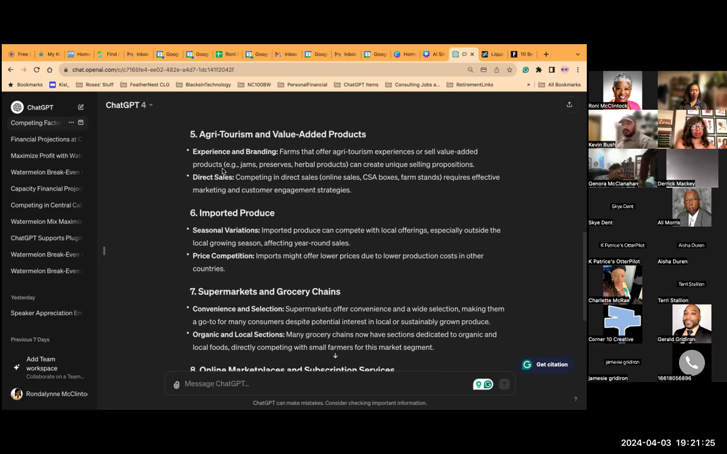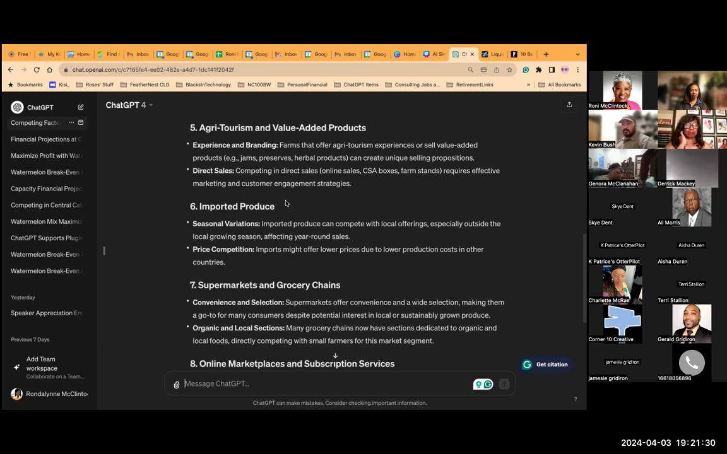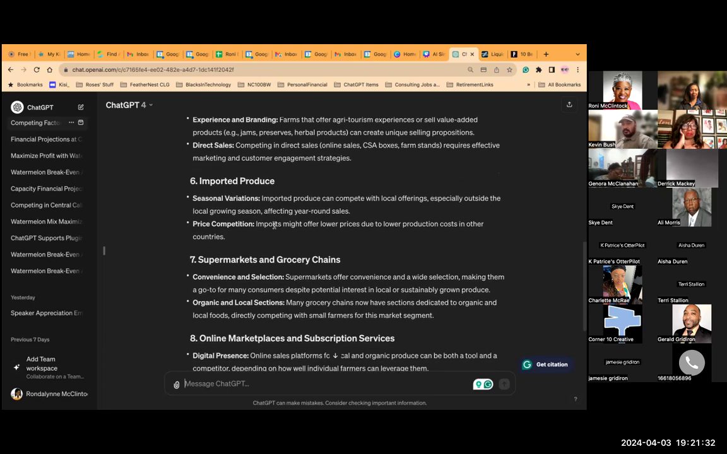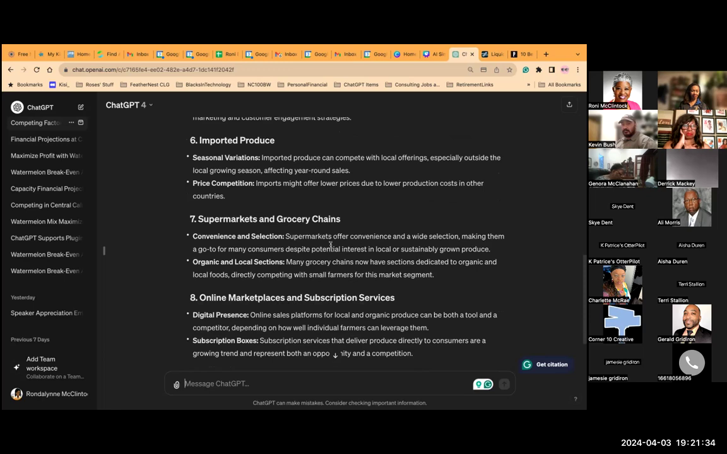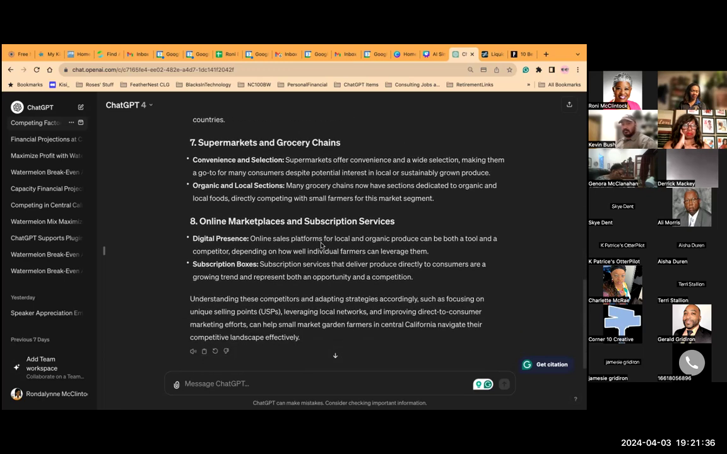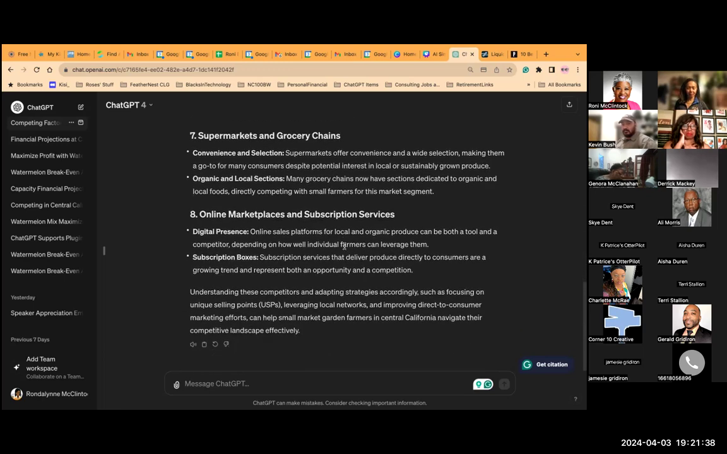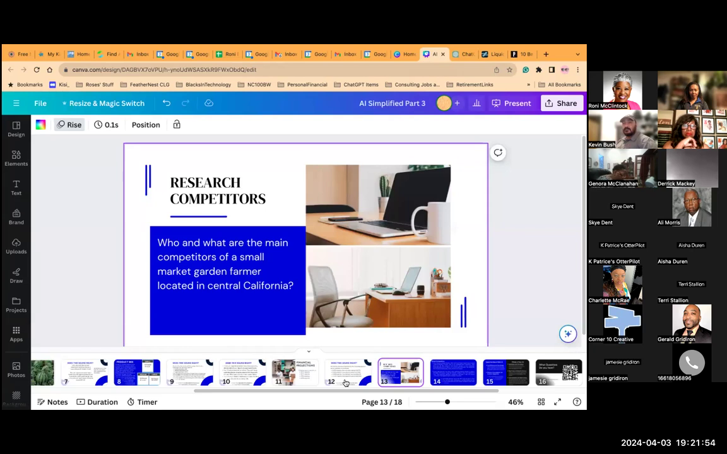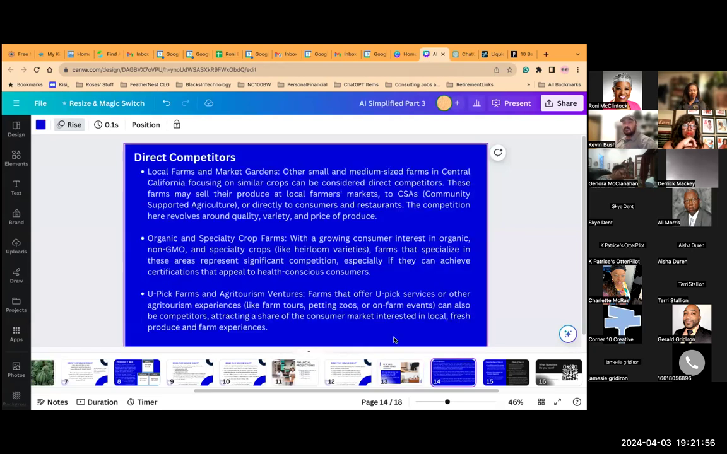Okay, there's this thing called agritourism and value-added products. There's imported produce, that's a competitor. Supermarkets and grocery chains, of course, online marketplaces, and subscription services. Okay, so these are some of the competitors. And knowing this, you can develop a plan to be competitive, how you can position yourself to be competitive in that landscape. Now, when I ran it earlier, I got some different answers.